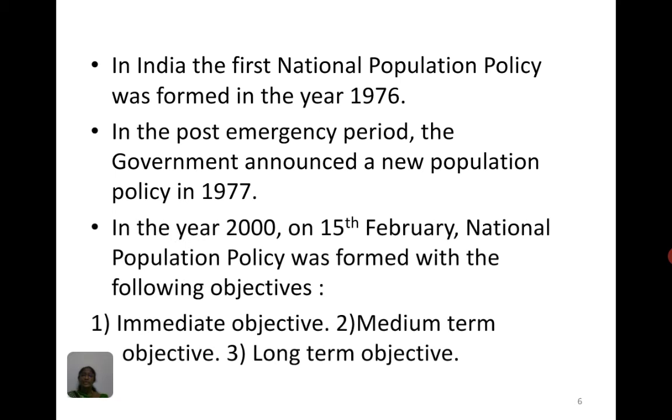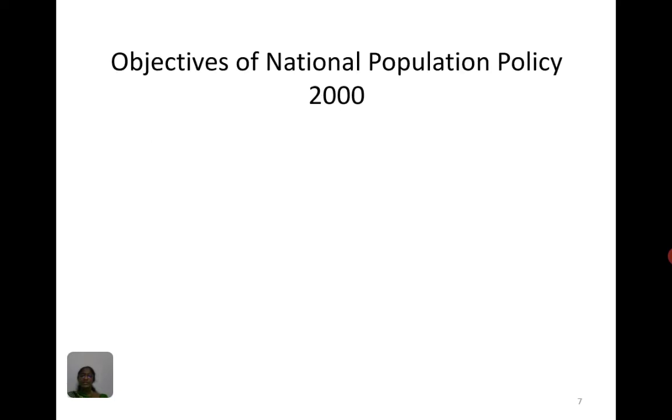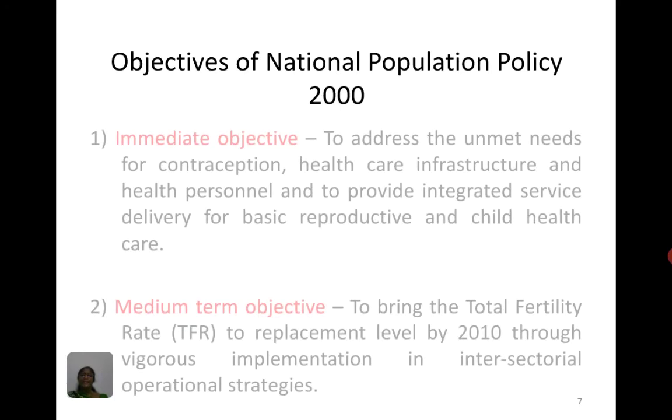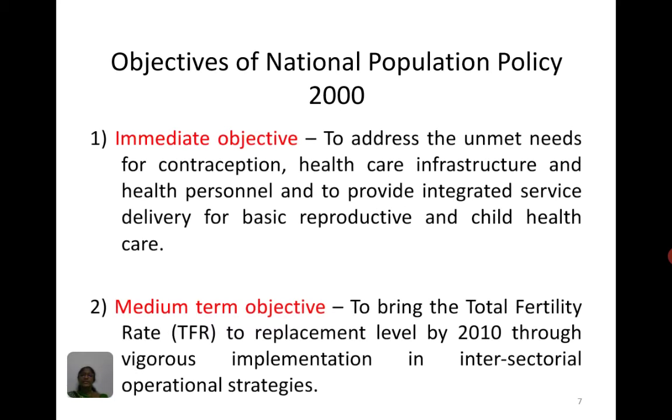In the year 2000, on 15th February, National Population Policy was formed with the following objectives. They are immediate objectives, medium term objectives, and long term objectives. Now let's see what were the immediate objectives. To address the unmet needs of contraception, healthcare infrastructure, and health personnel, and to provide integrated service delivery for basic reproductive and child health care.